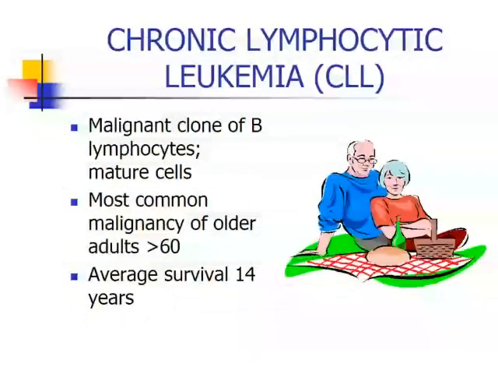Chronic lymphocytic leukemia is a malignant clone of your B lymphocytes. These are your mature cells. It's the most common malignancy of older adults over the age of 60. The average survival is around 14 years.